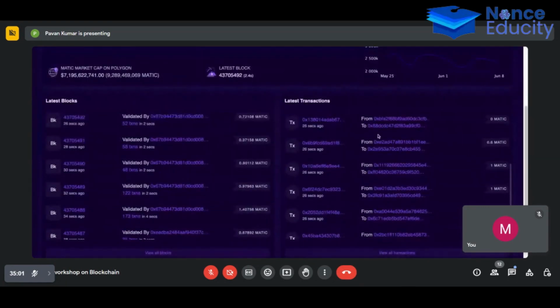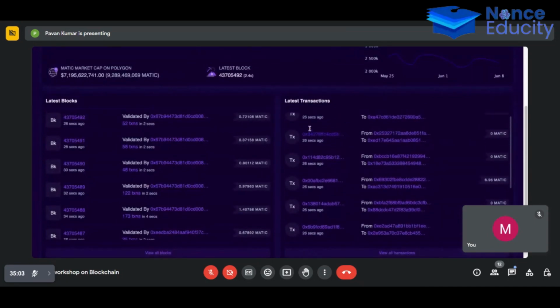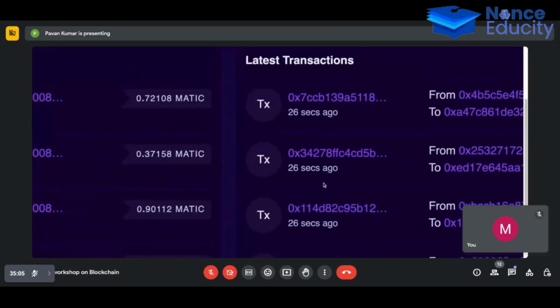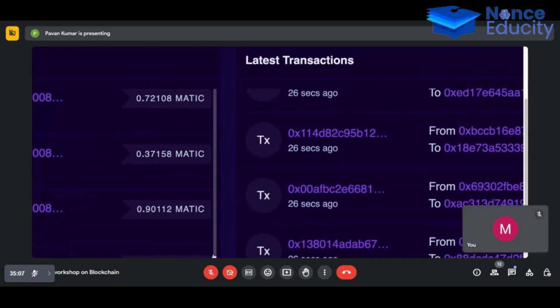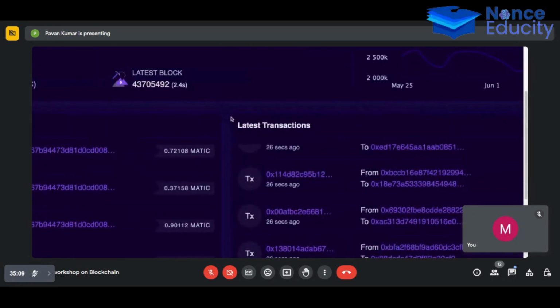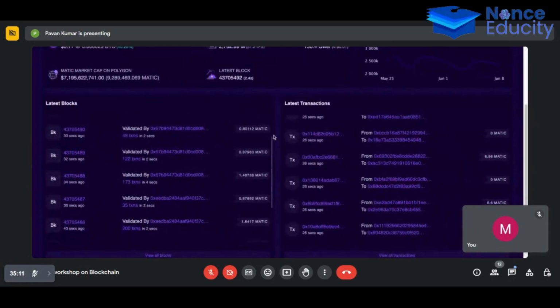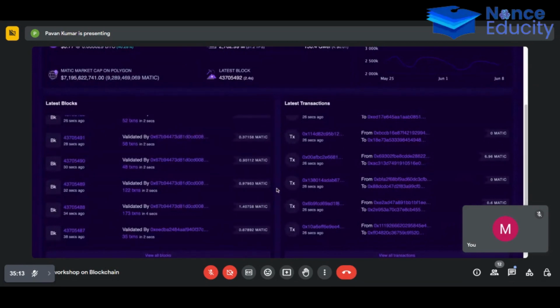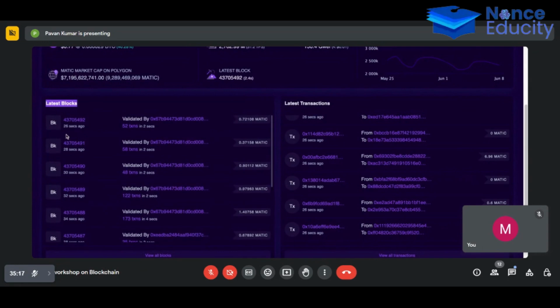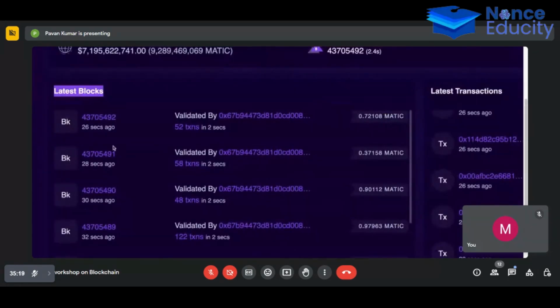So basically, these are all the transactions. You can see 25 seconds ago, there were these transactions and everything. You can check any transaction that happens on the blockchain. Basically this gives you transparency, so you can check any transaction, what funds people are passing and everything. And you can see the latest blocks. So there are blocks being created. You can see 26 seconds ago there was a block with 52 transactions on it.